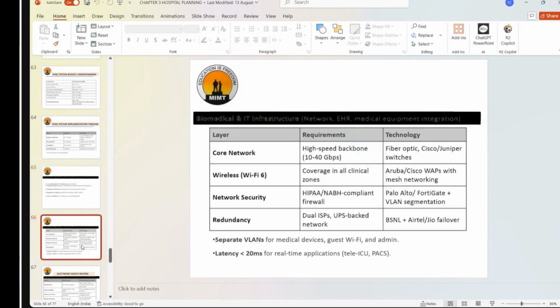Critical part is that. Okay, these are a few things which are being utilized in the biomedical and IT infrastructure setup. We need some kind of core network, a high speed backbone. That is talking about the internet speed and all that. Then we need some wireless things so that all the areas can be covered. It is not that physically everywhere you keep a modem sitting. So we have to depend upon the Wi-Fi kind of system.